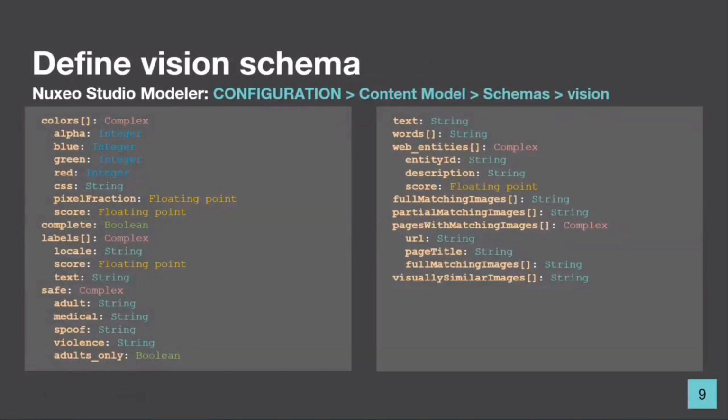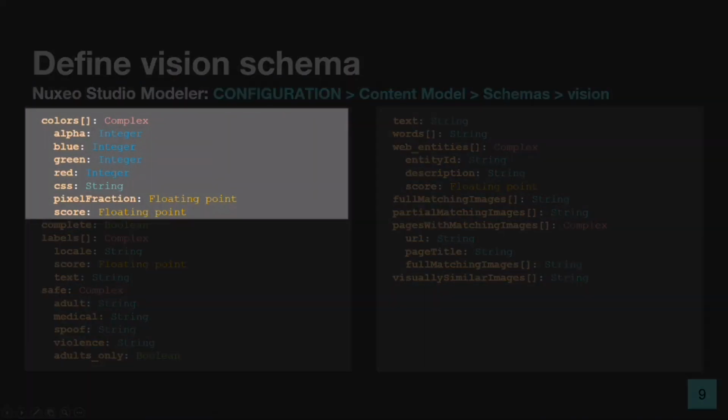So we want to capture a lot of information from the Google Vision service, and we capture that into a custom metadata schema. We define that schema in the Studio Modeler under the schema section, and you can see the values that we're capturing here. So we're capturing the dominant colors. This is a complex metadata property built of sub-values based on the alpha channel value, the blue, green, and red. We have a CSS string, and then we have a couple of other values that Google returns, the pixel fraction and the scoring.